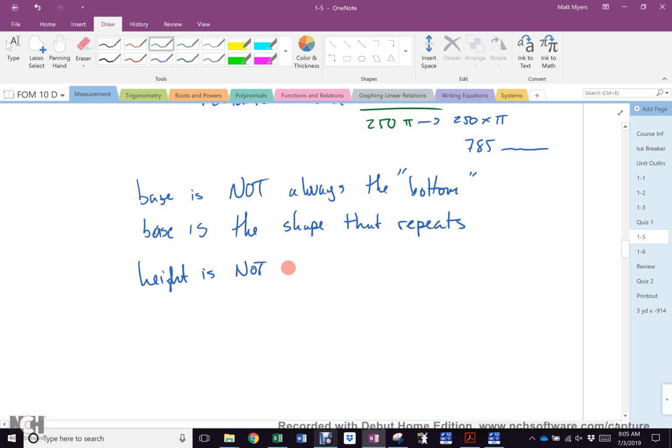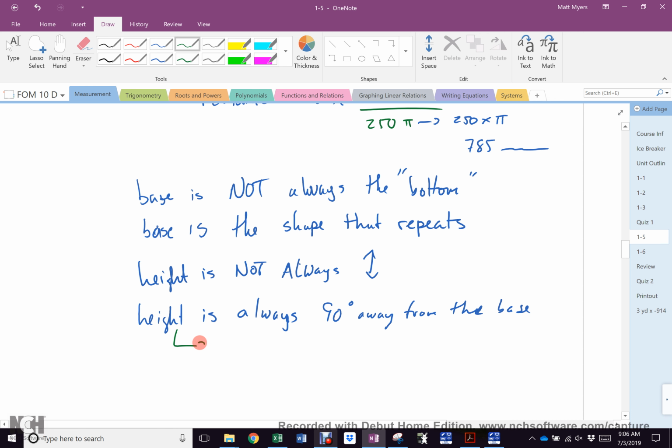The height is not always up and down. The height is always 90 degrees away from the base. Or another way I like to think about it is the height is the direction the base repeats.